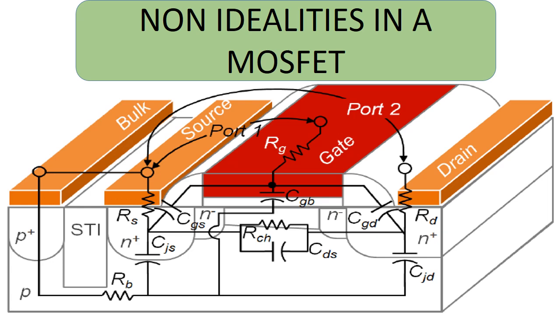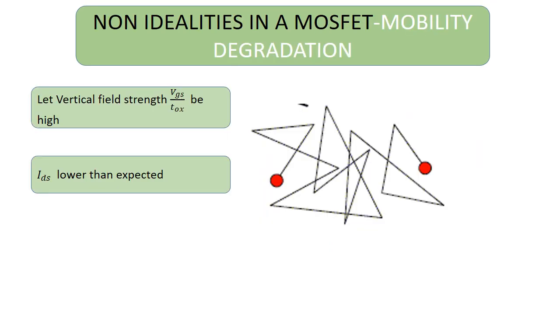When we derive the current equation of the MOSFET, we assume that everything is ideal, but it is not so. There are so many non-idealities in a MOSFET, which we'll see in detail in this session. We'll start with the first non-ideality, the mobility degradation.